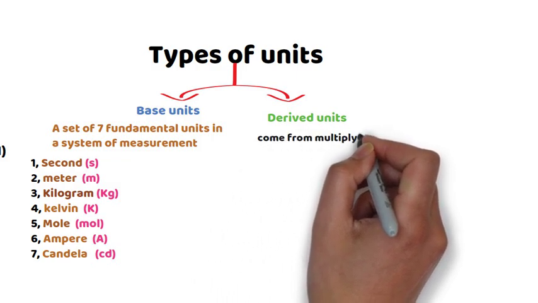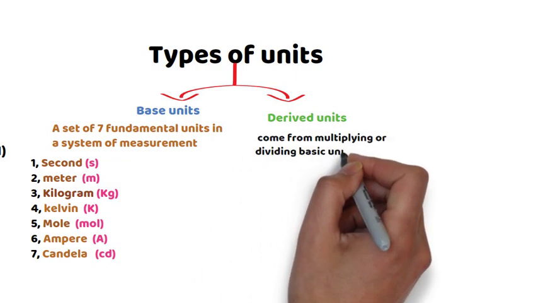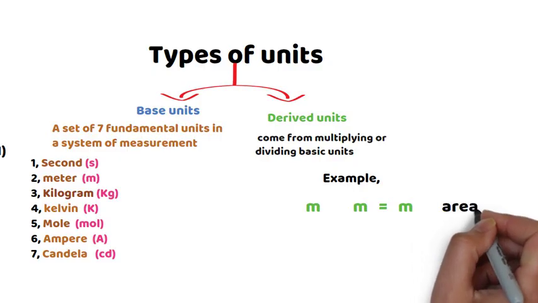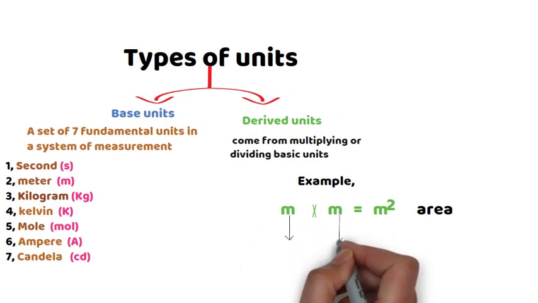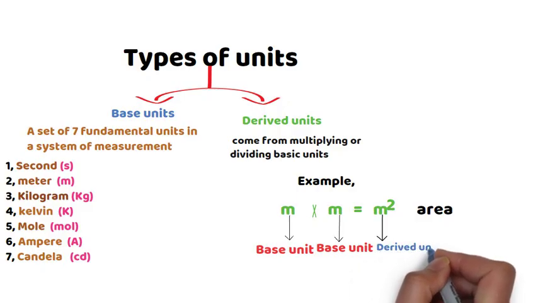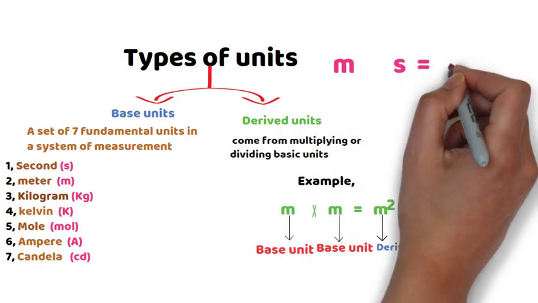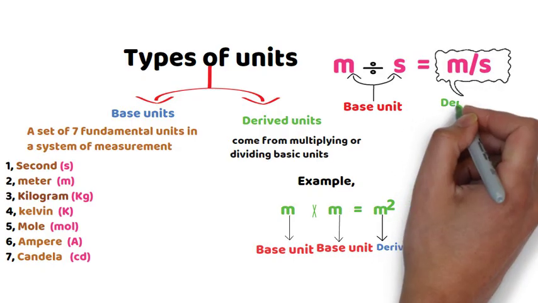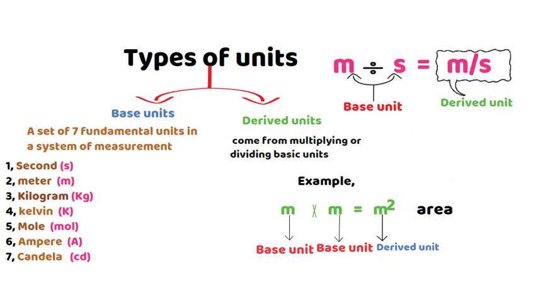Derived units come from multiplying or dividing base units. For example, meter times meter equals m square, which is the unit of area. This meter is a base unit, again this meter is a base unit, but m square is a derived unit. Another example, the ratio of meter and second. These two, meter and second, are base units, but meter per second is the unit of speed, which is a derived unit.